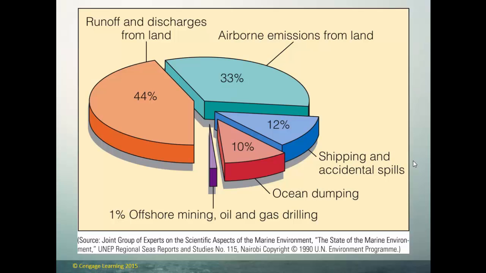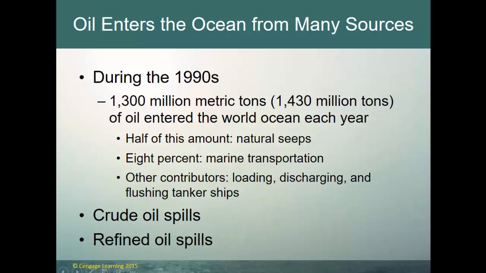So here is a kind of a pie chart of pollutants. As you can see, a big chunk of that's runoff and discharges from land. So when you see the sign by the street at the gutter that says, drains to a lake, that's what it's talking about. Don't put anything in there because it's going to eventually end up in the lake. And of course, at the atmosphere-ocean interchange at the surface of the ocean, a tremendous amount of gases go back and forth. And so the airborne emissions that come from land can end up in the oceans. Then you have shipping and accidental spills, just ocean dumping accounting for 10%, and then offshore mining, oil, and gas drilling about 1% of pollution.